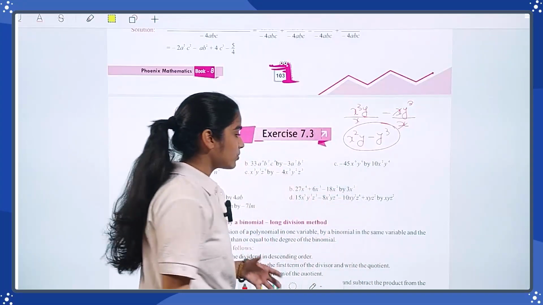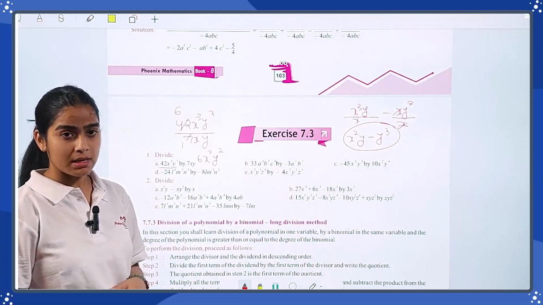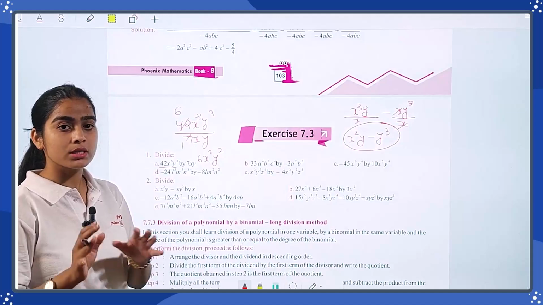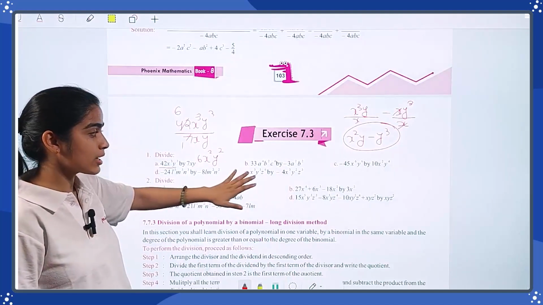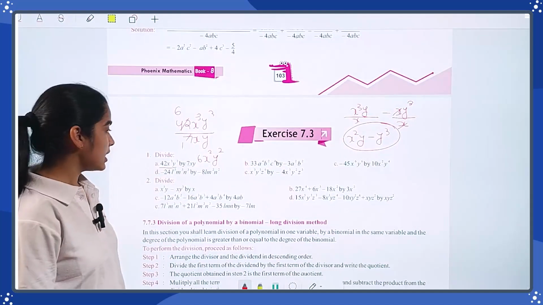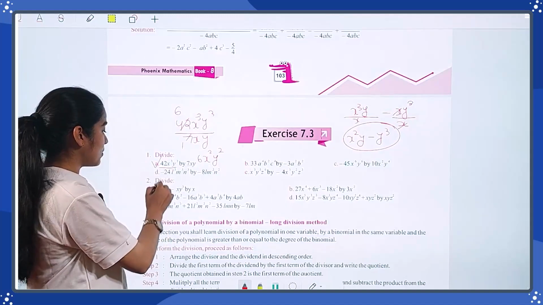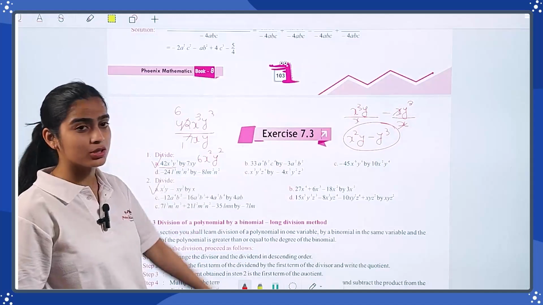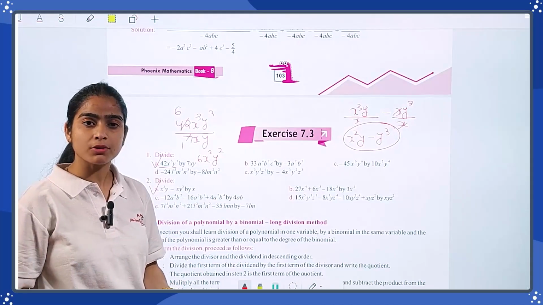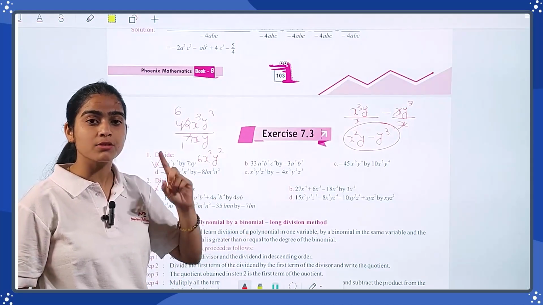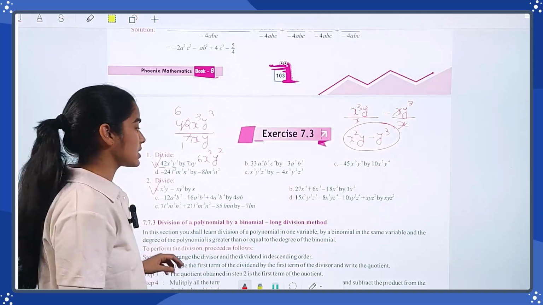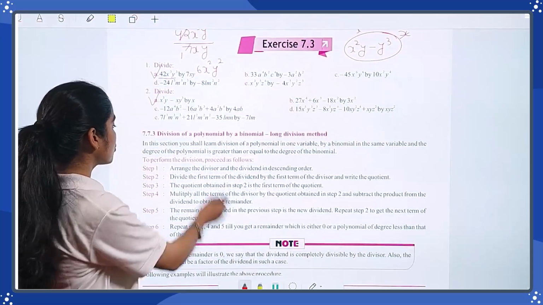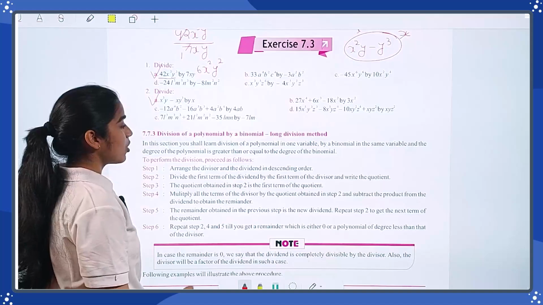I have put so much time into solving examples. I hope you understood these examples, and this is your exercise, and each question has been explained by me. Now you repeat the same manner to solve the rest of the questions. If you have any doubt, go through the examples one more time and then come back to the exercises. Okay. Now, division of a polynomial by a binomial, long division method.